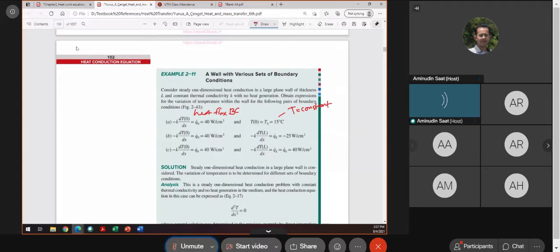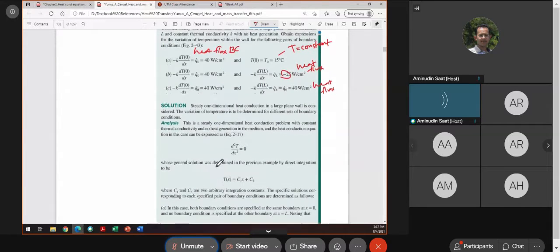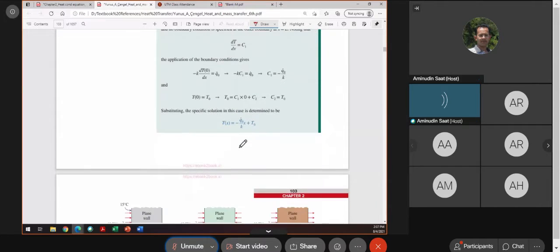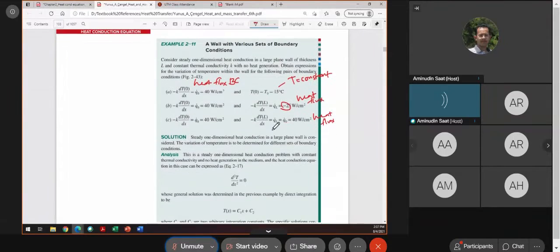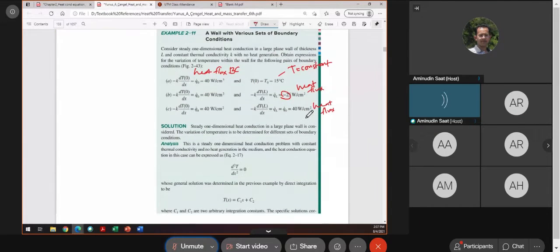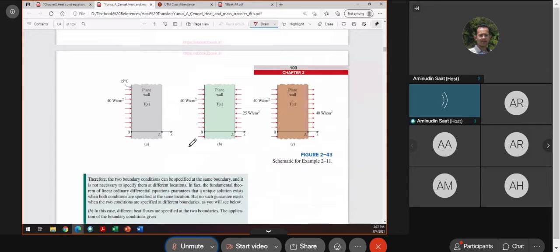How about this? This is another heat flux, also a heat flux, but with a negative value. This is a heat flux with a positive value. Basically this example just varies the boundary condition. So what happens to the equation when you vary the boundary condition?